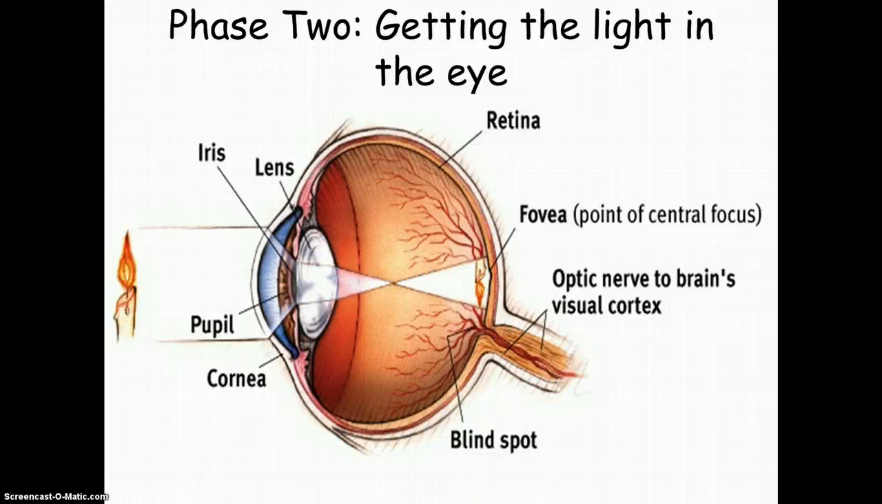So the colored part of your eye here would be your iris. The iris is a muscle, and the only job of the iris, but the very, very important job, is to open, to dilate the eyes, or to close or constrict the pupils.